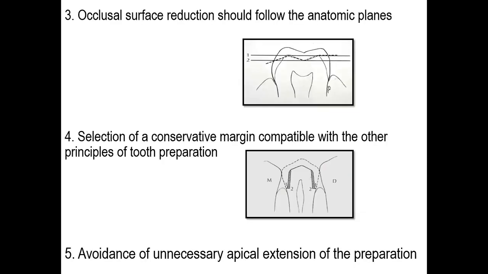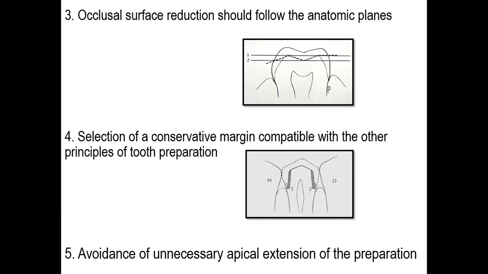Third principle is that occlusal surface reduction should follow the anatomic planes. That is, it should follow the cuspal planes. It should not be flat. Fourth is selection of a conservative margin compatible with other principles of tooth preparation. There are different types of margins, which we will discuss later, but always use a conservative margin for reducing the amount of tooth structure. But we cannot always stick to this principle because a sufficient amount of tooth structure should be reduced to satisfy other mechanical principles.